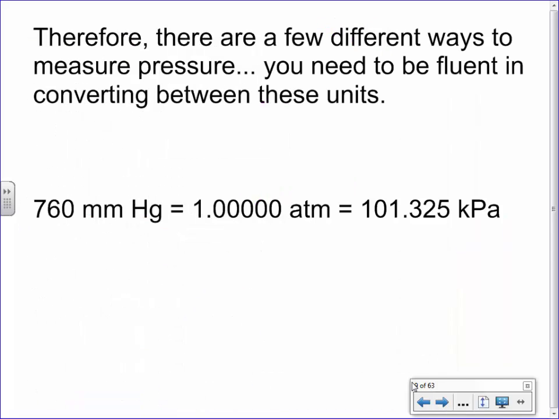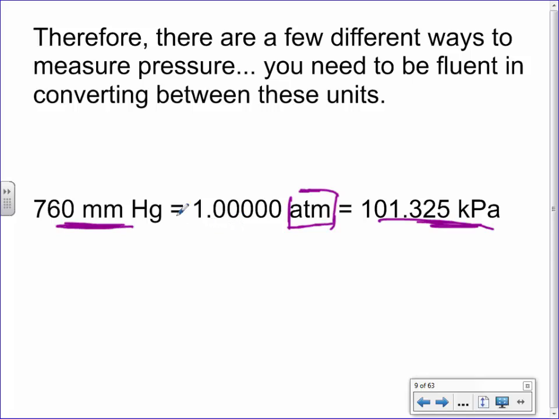Okay, so one of the goals I have for today is I need you guys to be fluent in the different ways of measuring pressure. Now, one of the ways of measuring pressure is as Torricelli did, in millimeters of mercury. A second way is in the metric units of kilopascals. But there's also a third way of measuring pressure. We use the term ATM, which stands for atmospheres. And all of these are interchangeable, and you just need to know the conversion between them.